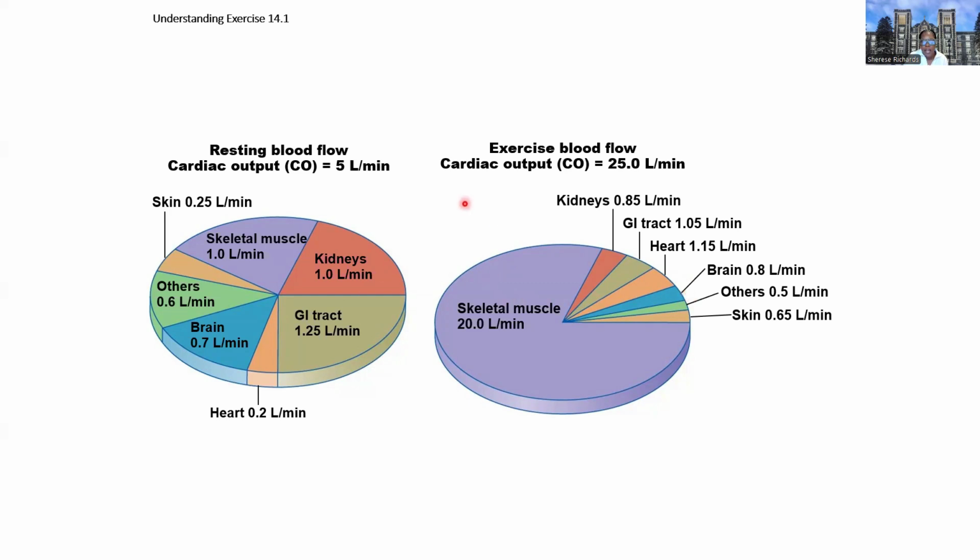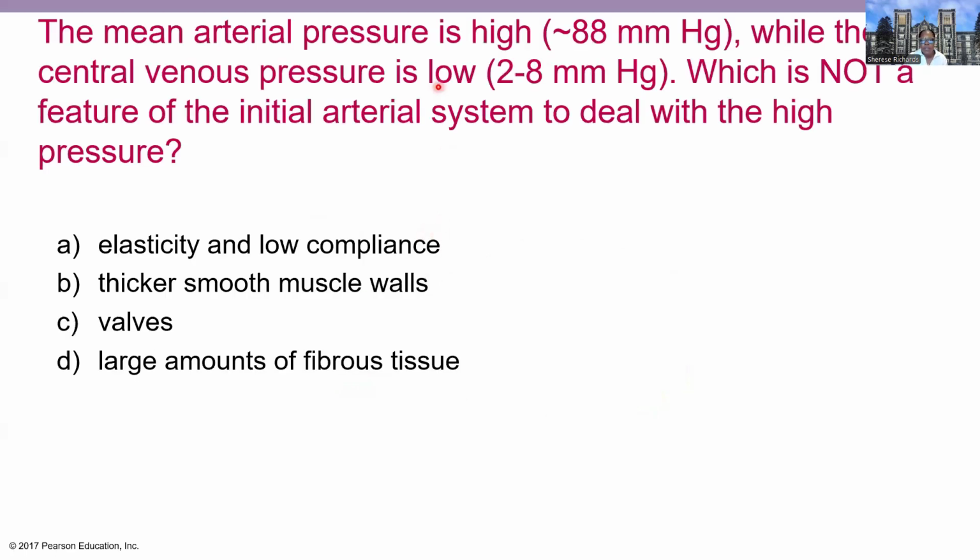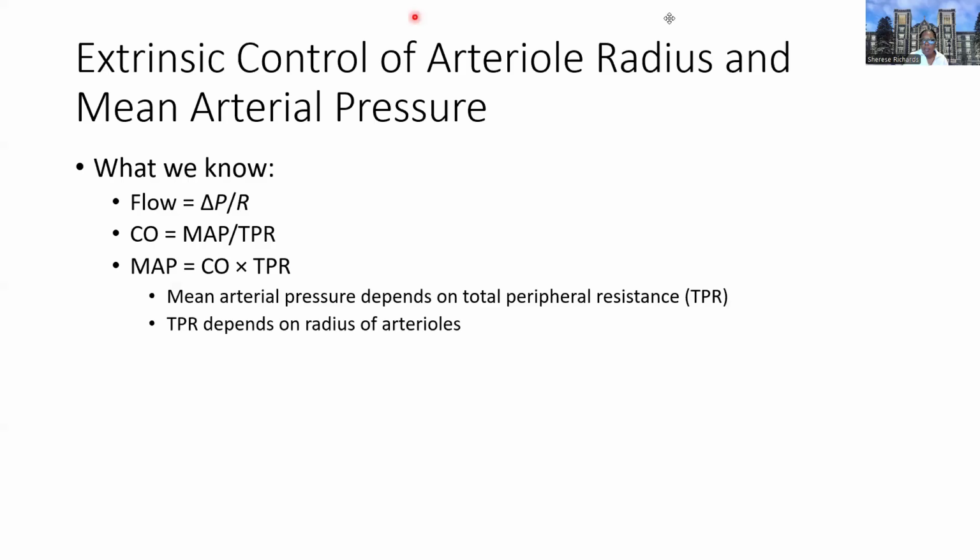Okay, so this is how we can shunt blood or divert blood to the organ systems that need it during times of high demand. Right. Let's pause here. We are going to continue on and look at extrinsic control of the arterial radius and therefore mean arterial pressure. So we want to remind ourselves of this.